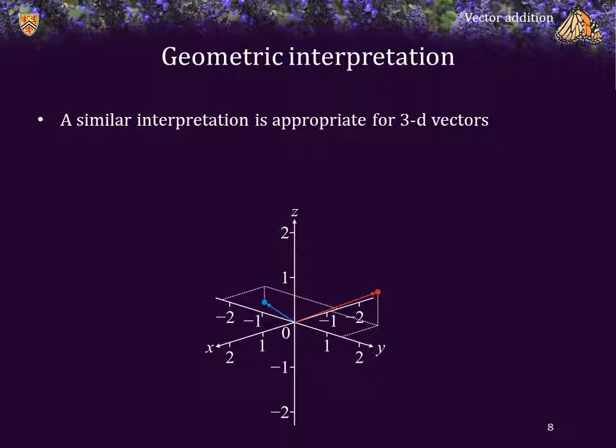The same goes in 3 dimensions. Here we have two vectors in R^3, one, the blue one to the left below the xy plane, the red one to the right above the xy plane, and if we add these two together, we get this vector here. And this would be the exact same vector we got if we added the red vector onto the blue vector.